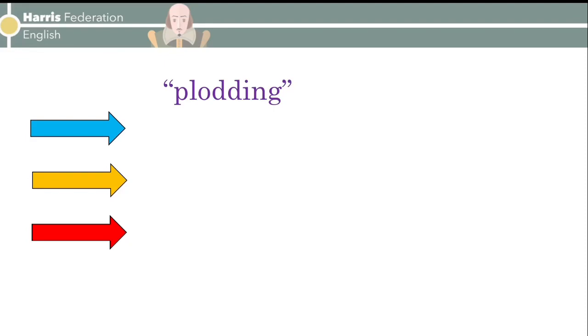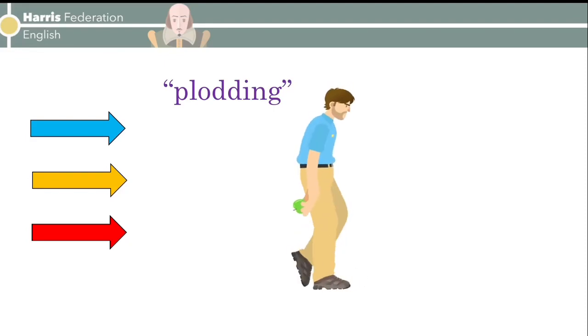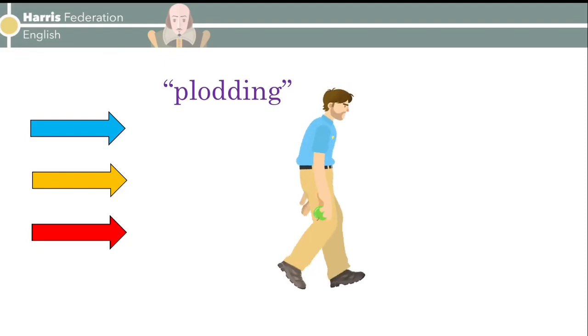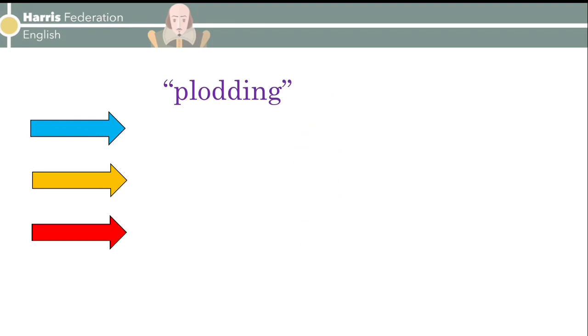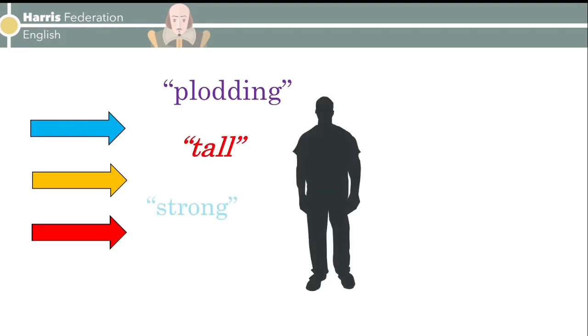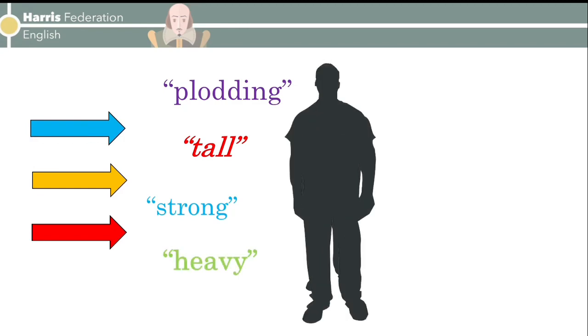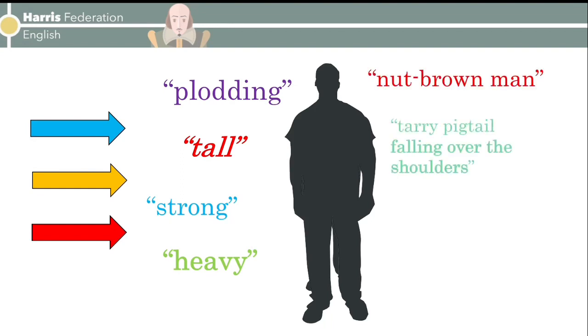So let's have a think about some of these descriptions. The verb plodding is particularly interesting. You get a sense of the heavy motion of this man as he walks. We then get the tall, the strong, the heavy adjectives that follow. Each word building another layer on this description of this interesting character.